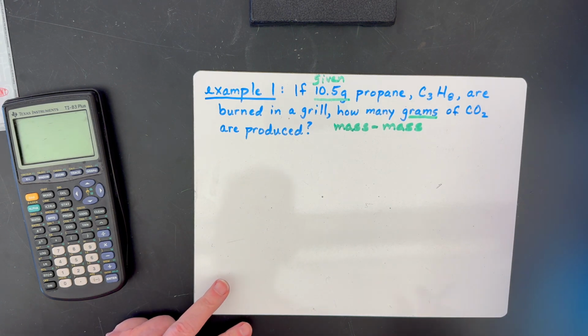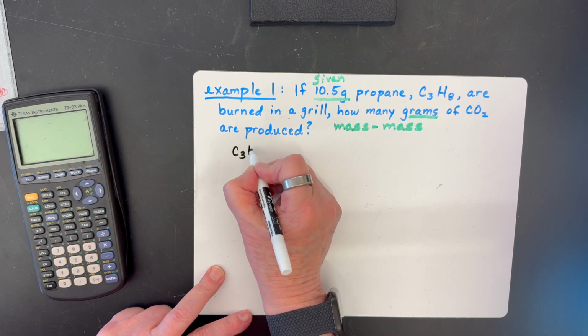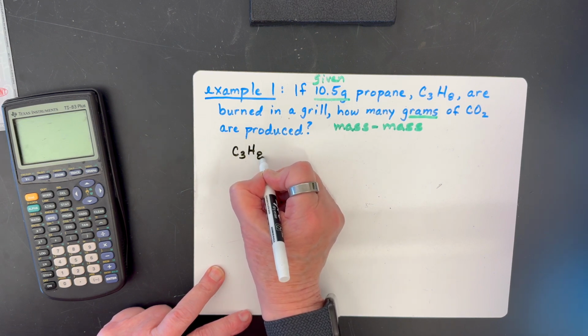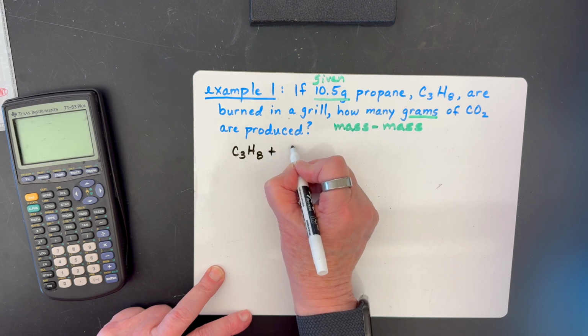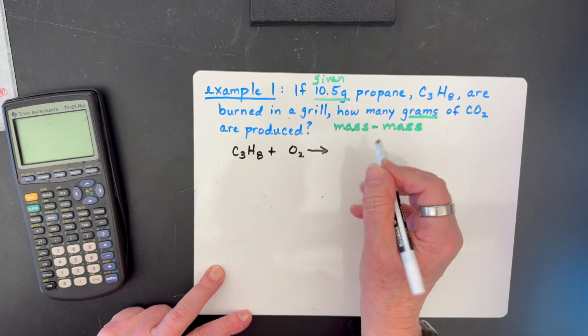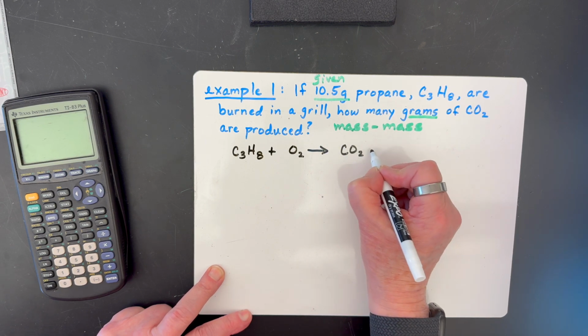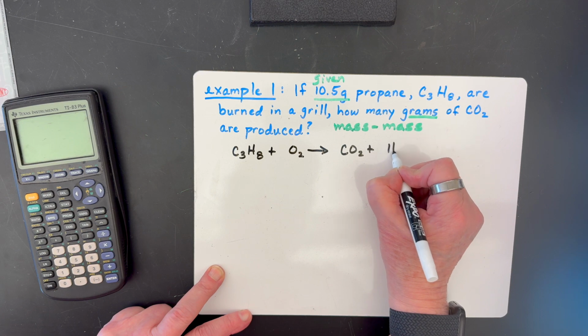So first we need an equation. So we have C3H8. In order to burn a hydrocarbon like this, it requires oxygen. And the products of a combustion reaction are always CO2 and water.